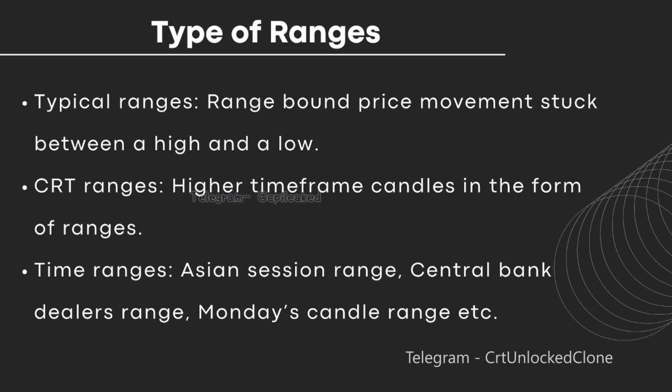So then we've got the time ranges, which just as the name suggests are dynamic ranges derived from certain particular times of the day or times of the week. They're time dependent and they're objective because the extremes of such ranges are found within the time windows I've just mentioned. Examples of time ranges are the Asian session range, the central banks dealers range, and even the Monday candle CRT or range. All of these ranges are deemed as time ranges because they are formed at specific objective times.